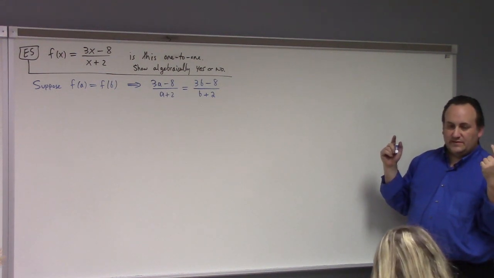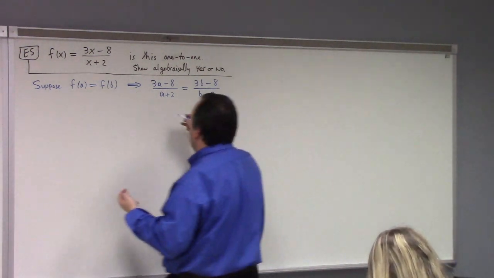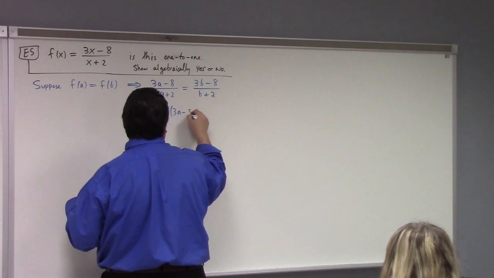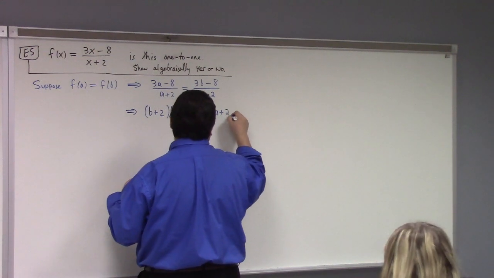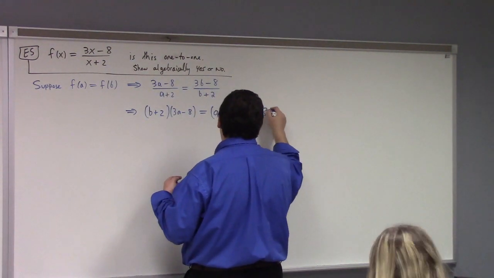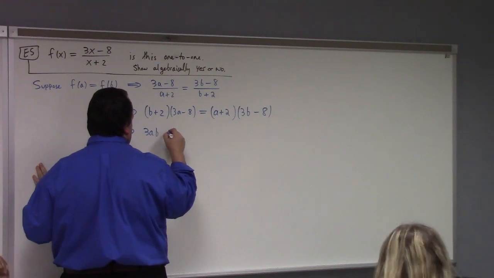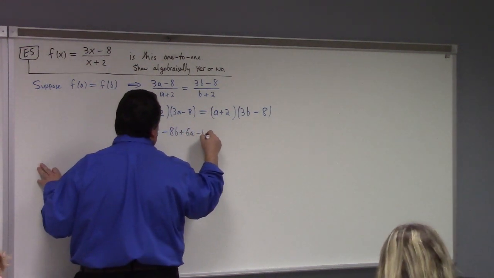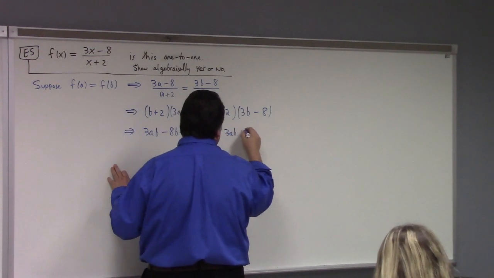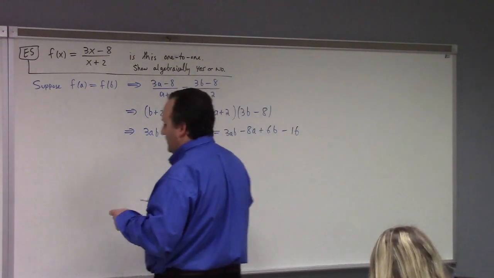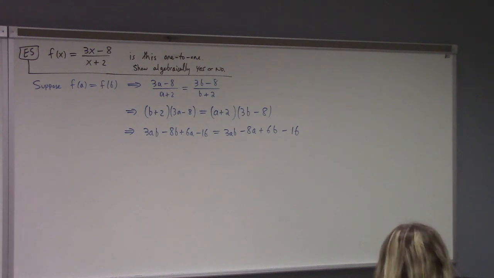First move, let's cross multiply the equation, all right? So this tells us that (b plus 2) times (3a minus 8) is equal to (a plus 2) times (3b minus 8). And now multiply out. You get 3ab minus 8b plus 6a minus 16 is equal to 3ab minus 8a plus 6b minus 16. All I'm doing is I cross multiplied and now I'm distributing. I'm multiplying it out, foiling it if you like, if that means something to you.